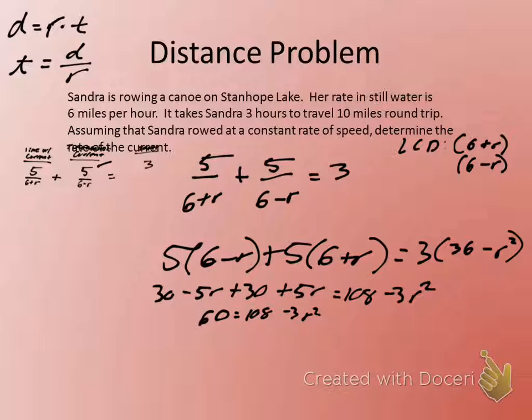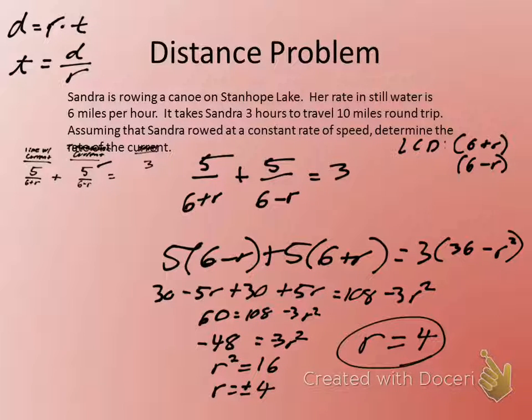You're going to subtract the 108, which gives you negative 48 equals negative 3r squared. Divide by negative 3, and I switched the way my equation is, so r squared equals 16. The square root of 16 is plus or minus 4. Since we want the positive rate, the rate of the river is 4 miles per hour.